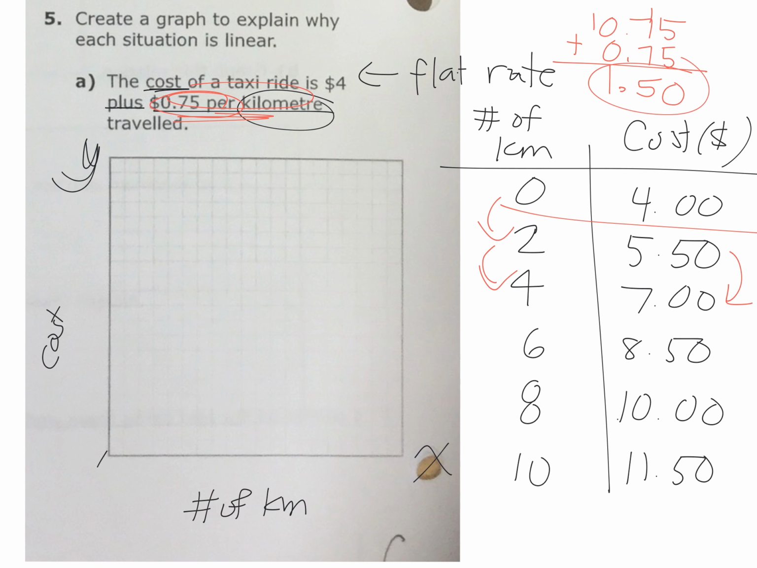So graph it. 0, and then my scale for X could be counting by 2s: 2, 4, 6, 8, 10. And the cost, what's a good scale? We need to get up to $11.50. Counting by 2s: 2, 4, 6, 8, 10, 12. That's a good scale. And we're starting at 0, 4. Okay, I want everyone to graph it right now, and I'll come around and look. 4 is 7. 6 is 8.50. 8 is 10. And 11.50. I'm going to come around and check that your graph forms a straight line.